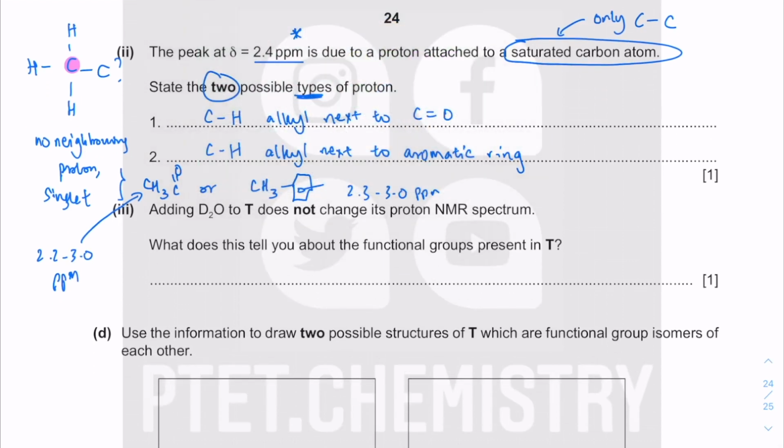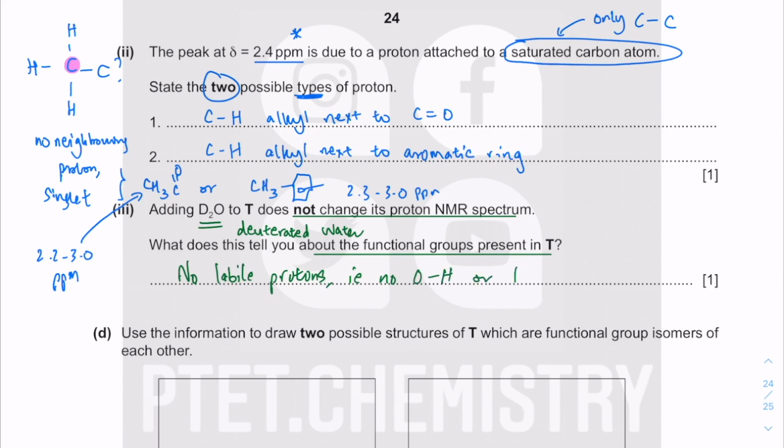So now we're going to add a bit of D2O. D2O is what you call deuterated water. It's got the deuterium isotope, and the question says it does not change the proton NMR spectrum. When the proton NMR spectrum loses a resonance, or 2 chemical shifts or 3 or whatever, in the presence of D2O, deuterated water, it tells you there are labile protons. But if it does not do that at all, there are no labile protons, i.e. no OH or NH. Both OH and NH are labile protons, not just OH.